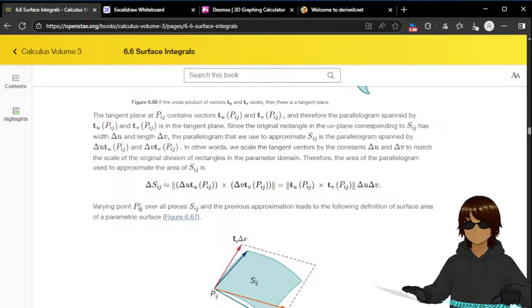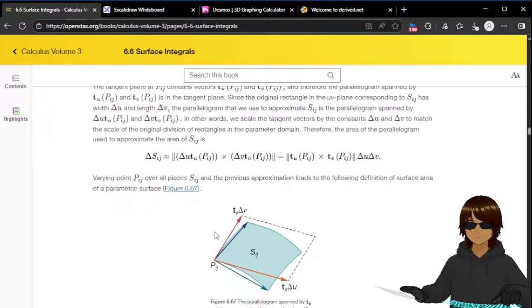Varying point Pij over all pieces Sij, the previous approximation leads to the following definition of the surface area of the parametric surface.